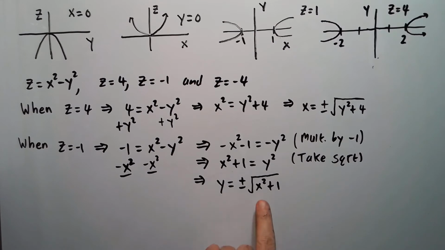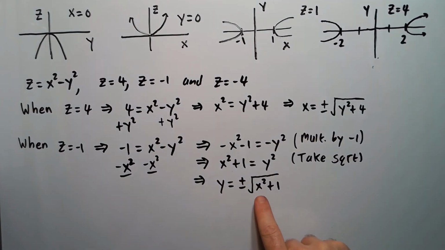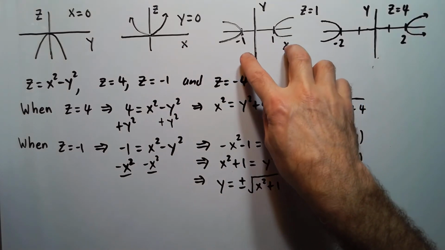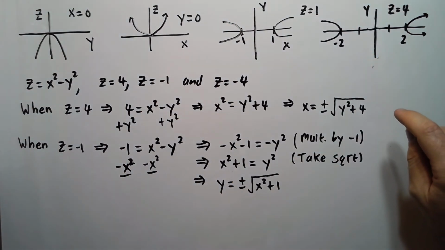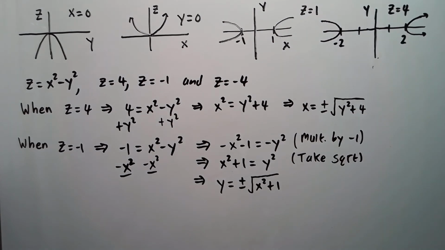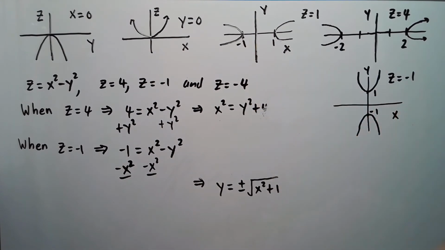Okay, the smallest x squared can be is 0, so therefore it'll be square root of 1 in that case. So it looks like, actually, if you go back and look at how we got this one up here, that was x equals plus or minus square root of y squared plus 1. So the x and y are just switched around. So the graph of this guy will look like this, but just turned 90 degrees. So let's do that, say, over here. Okay, so it looks something like this. This is z then being minus 1.